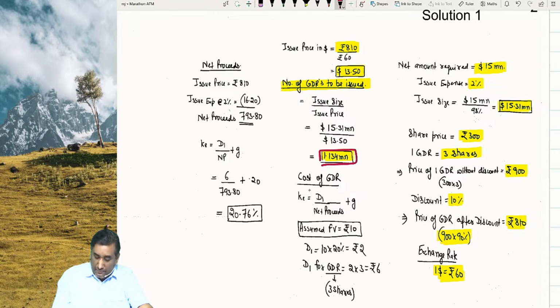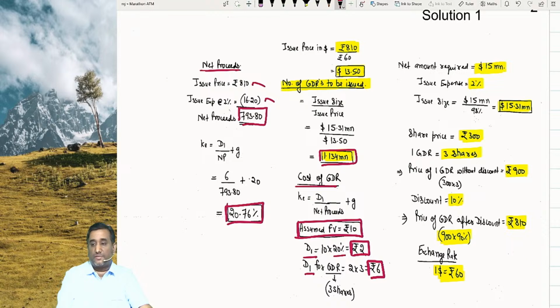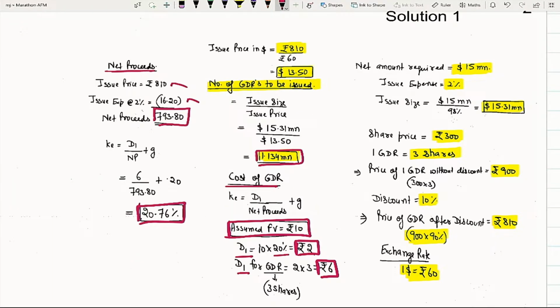Cost of GDR is D1 by net proceeds plus G. Assumed face value. Second time when it came, I think they gave the face value. D1 is 20%, it is the dividend rate. D1 for 1 GDR is rupees 6. Net proceeds would be 810, minus 16.2, which is 793.8, and it comes to 20.76%. This was the first question, which is the easiest part in the chapter we have.